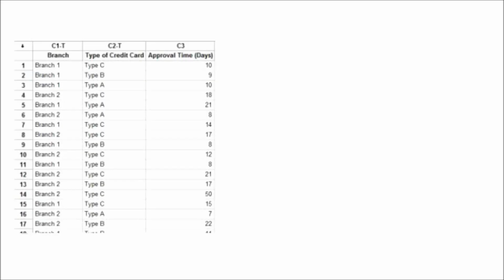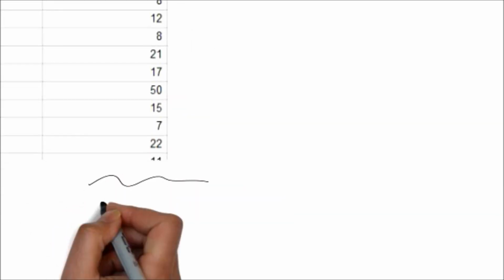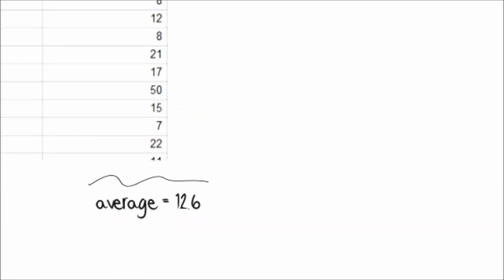Column C1 contains the branch where the application was processed. Column C2 contains information about the type of credit card. Column C3 contains the time it took to approve the application in days. Would it be enough to calculate an arithmetic average of the approval time?